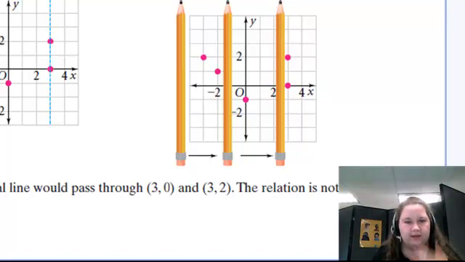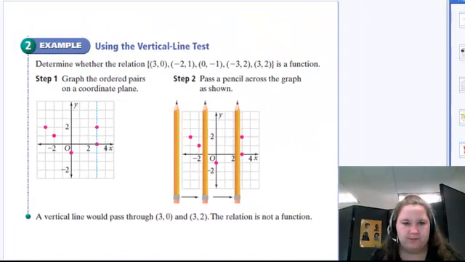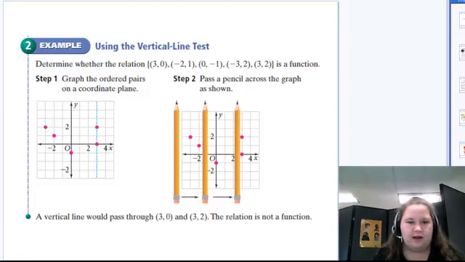Alright, using a vertical line test. Determine whether the relation of (3, 0), (-2, 1), (0, -1), (-3, 2), and (3, 2) is a function. So the first step is to graph the ordered pairs on a coordinate plane. As you can see, we have (-3, 2). Over here is (-2, 1). Right here is (0, -1). We have (3, 0). And then we have (3, 2).